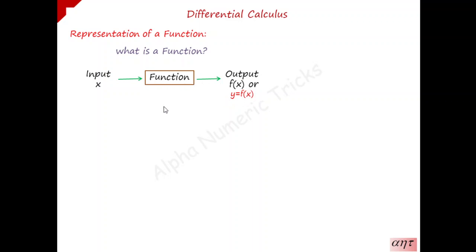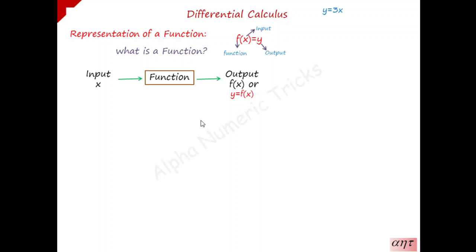Why do we call this y is equal to f of x, or f of x is equal to y? Here f is a function and x is the input, and we get the output as y. So that's why we call this y is equal to f of x: function of input is equal to the output. We can simply denote it like this.